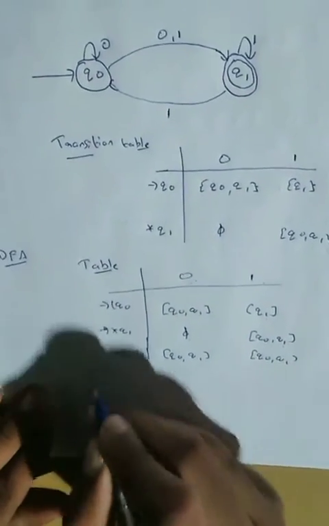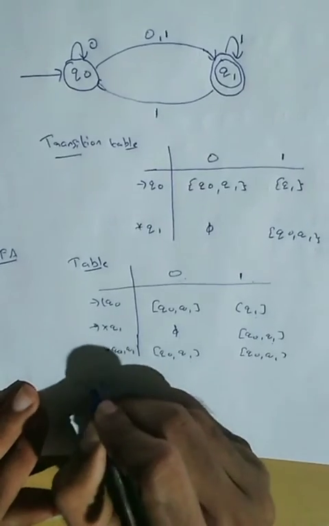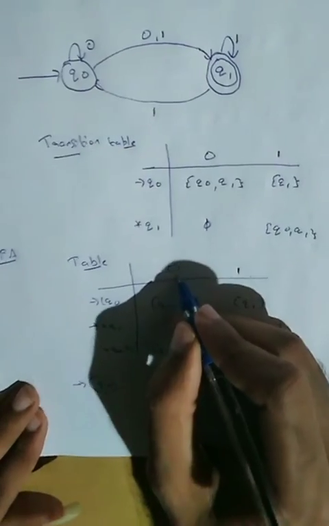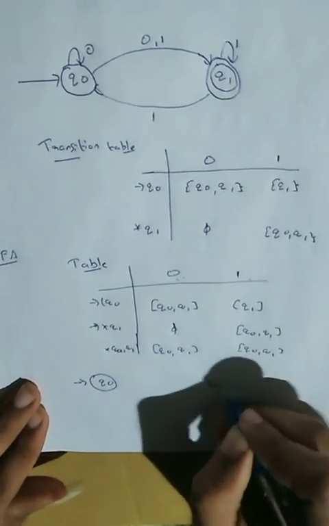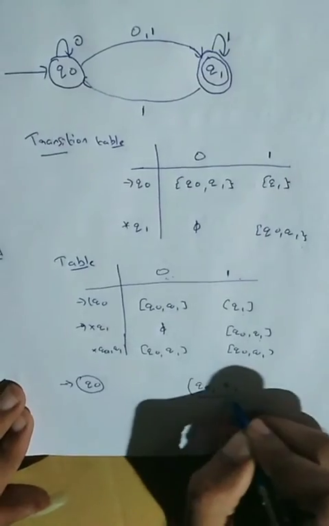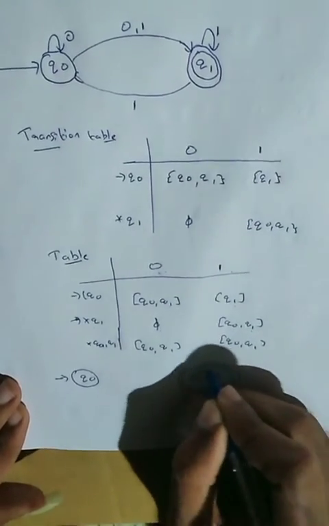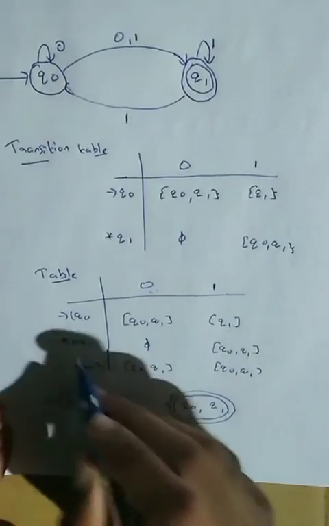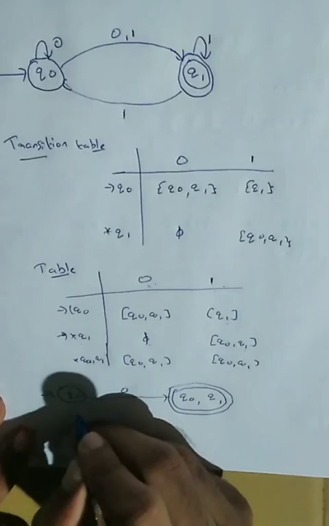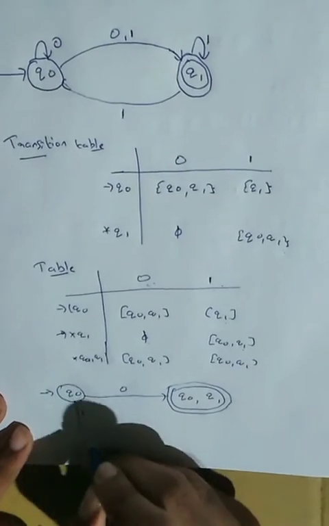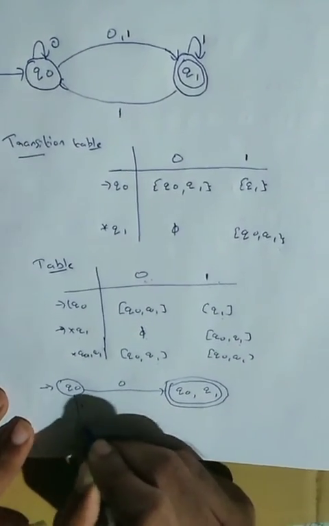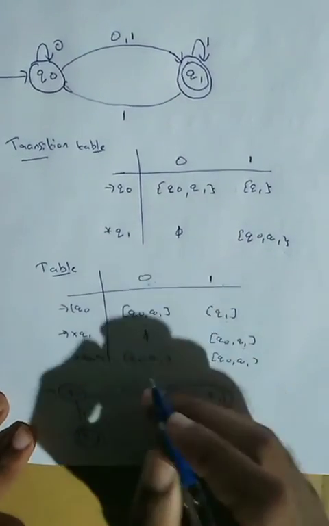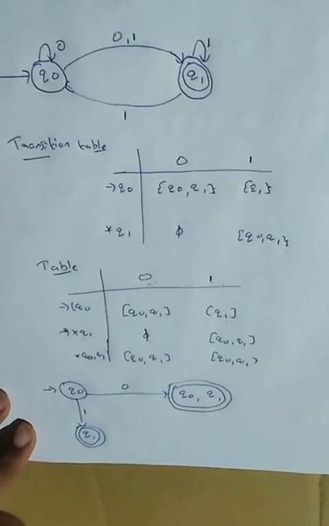Now q0 is the initial state, and with 0 it goes to q0 comma q1, and it is the final state which goes to 0, and it goes to q1 with the input 1. So I have to take another one, q1. q1 is also a final state. Now with q1 on 0, it goes to phi. No, we don't take anything.